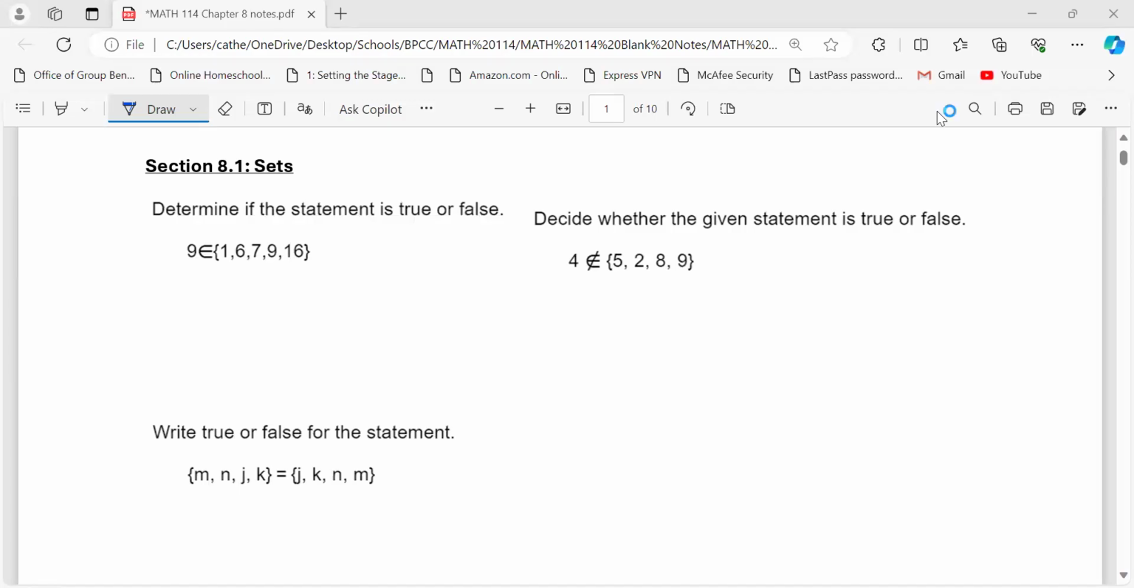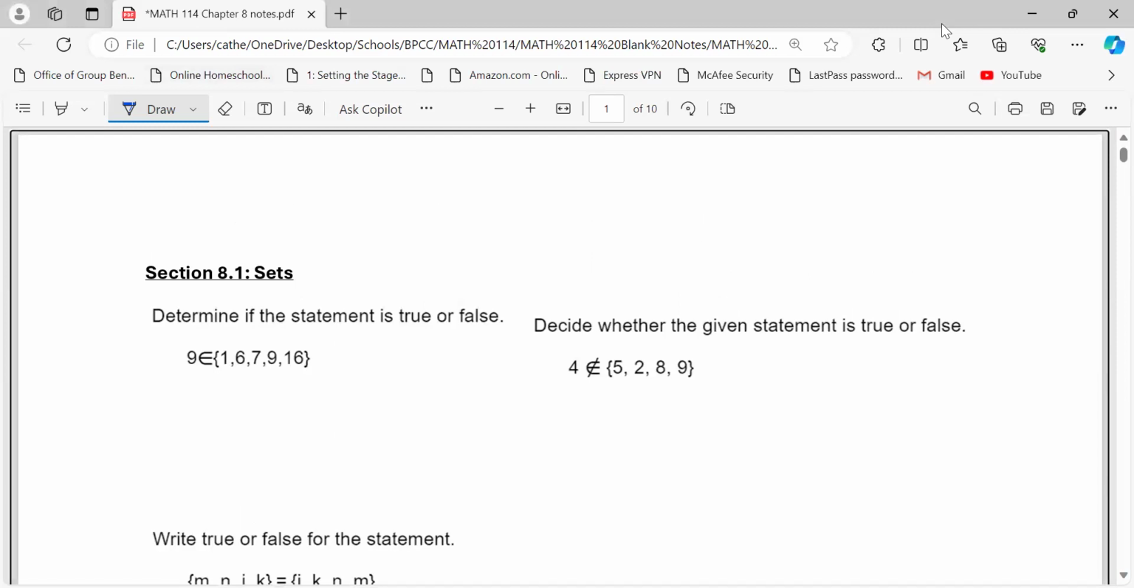This is section 8.1, sets. Before we get started, let's look at a little bit of notation. This notation is element. So A is an element of the alphabet. This means not an element. The number 3 is not an element of the alphabet.